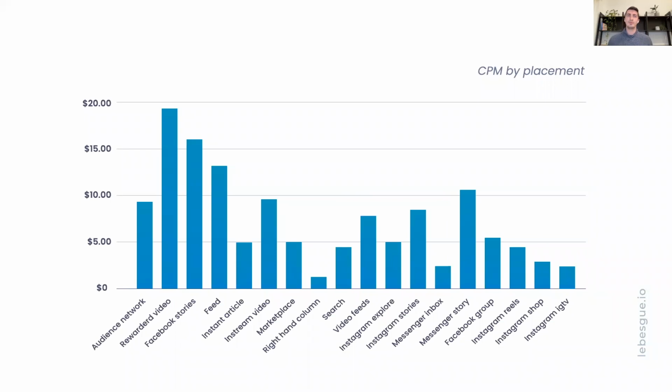But if you break down, so this is what we were mentioning before. If you look at the CPM on Facebook stories and the CPM on Instagram stories, you're going to notice that Instagram stories are roughly 50% less expensive than Facebook stories are.